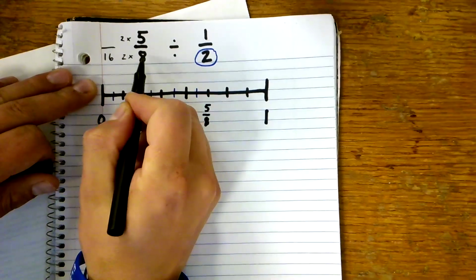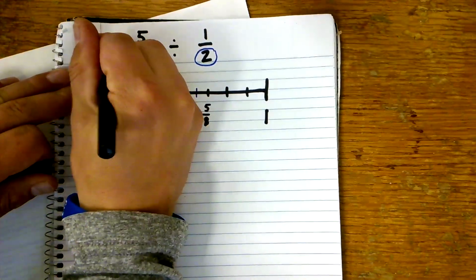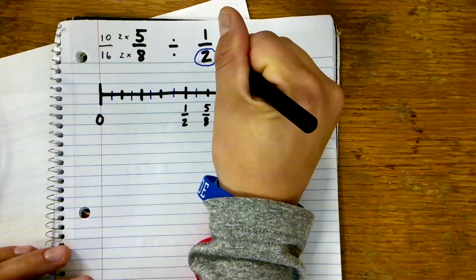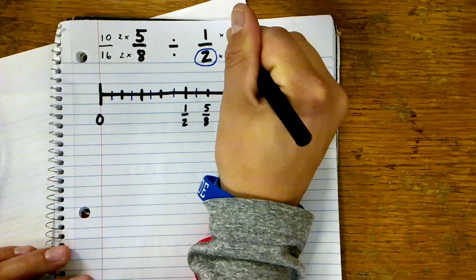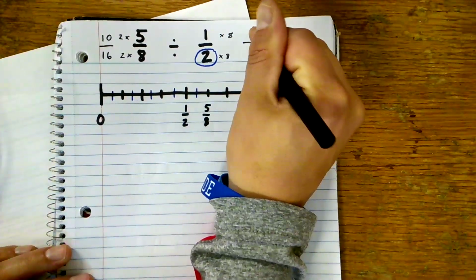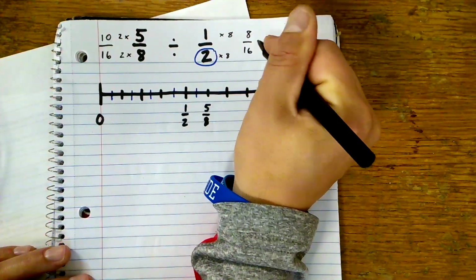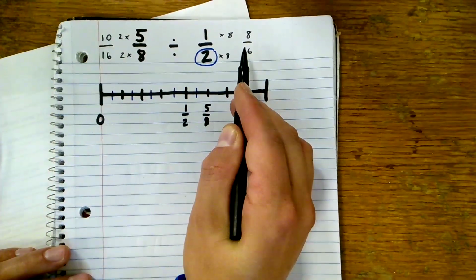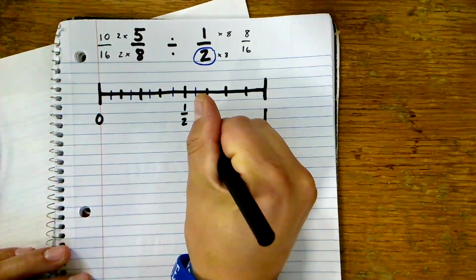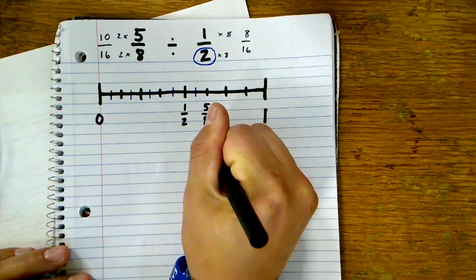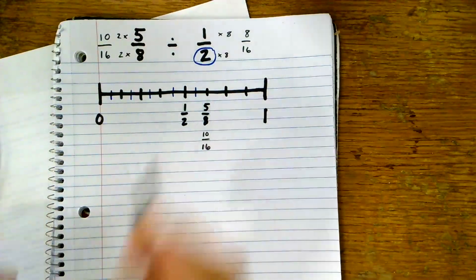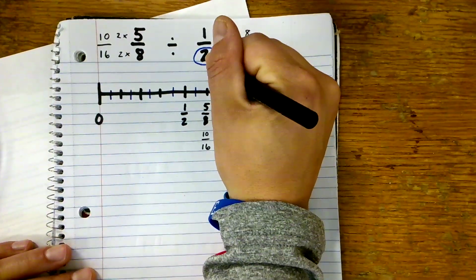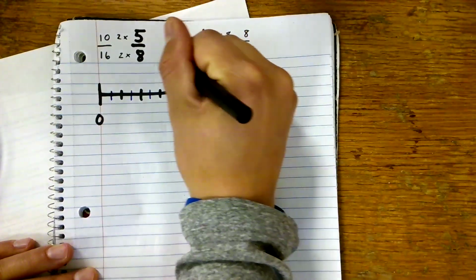So as you can see, I'm doing 8 times 2, I get 16. 5 times 2, I will get 10/16 over here. And over on this side, I will do 2 times 8 and 1 times 8. And I will get 8/16 over here. So really, I'm doing 10/16 divided by 8/16. And if it helps, I'm going to write 10/16 right below the 5/8, because 5/8 is equivalent to 10/16. So I am only looking at this 10/16 section here.